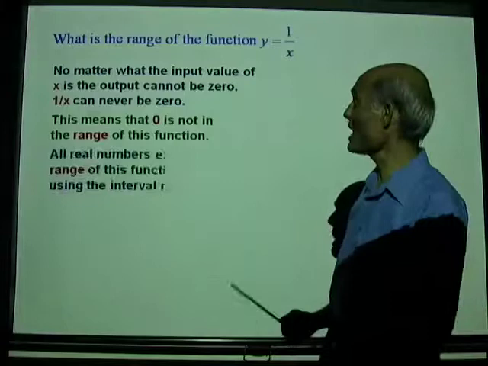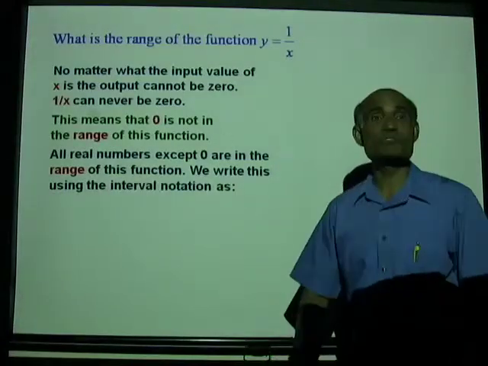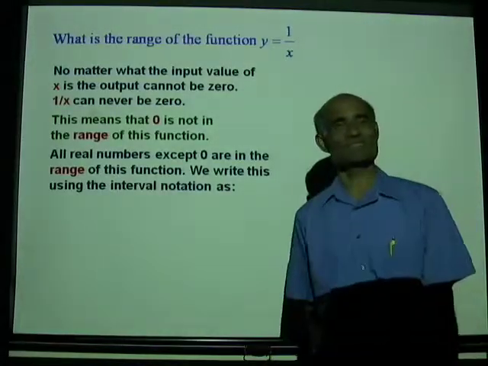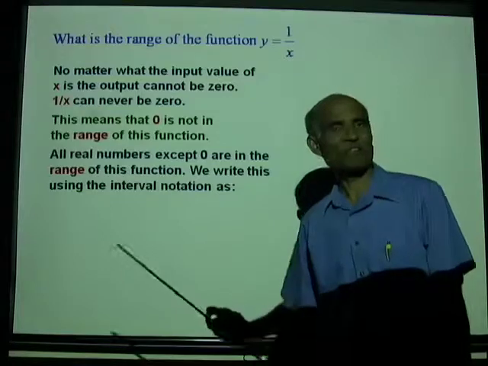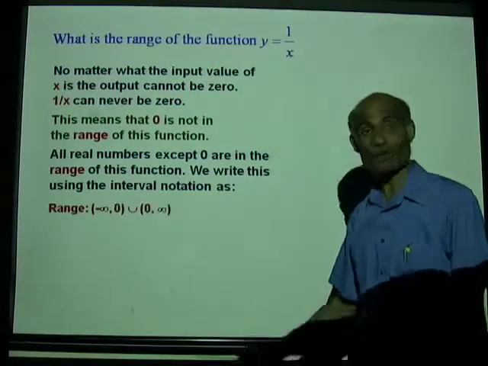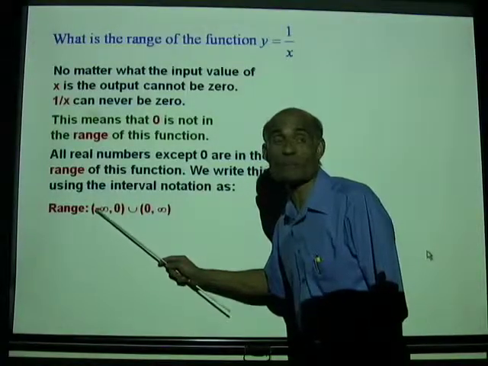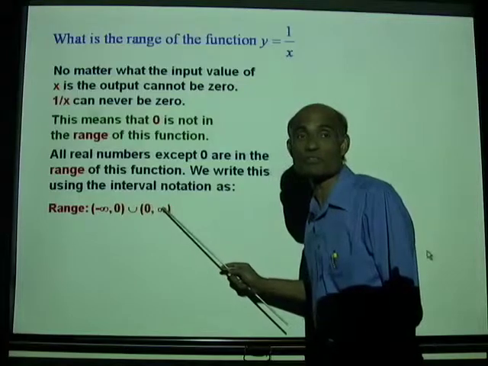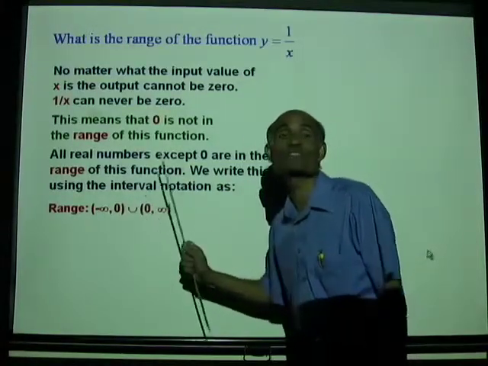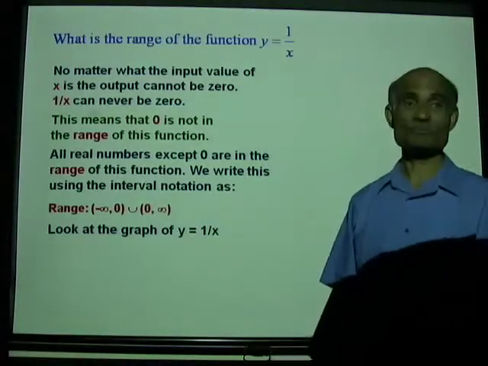The range does not contain 0. All real numbers except 0 are in the range of the function. How do we write it? Is it different from the domain description? No, it's the same. So the range also contains all real numbers from negative infinity to positive infinity except 0. 0 is excluded. So that's the way we write that range.